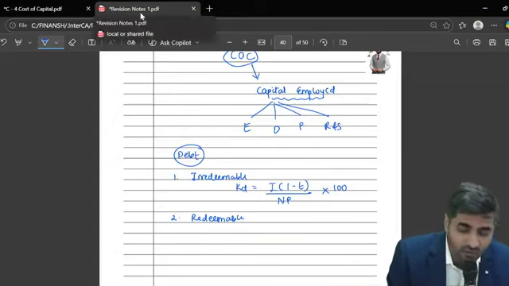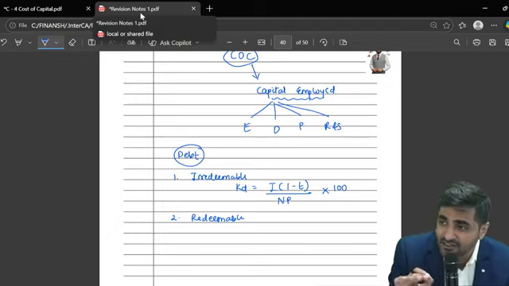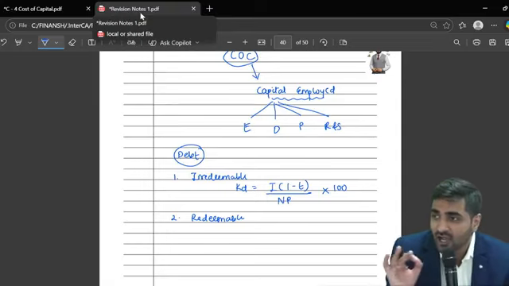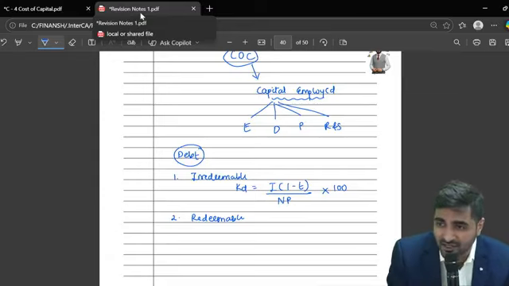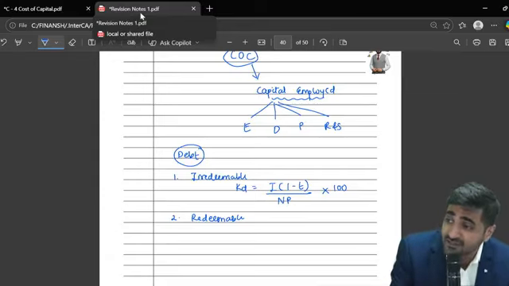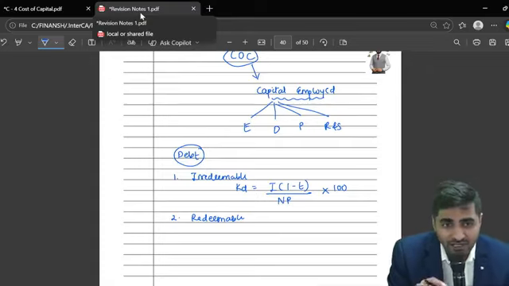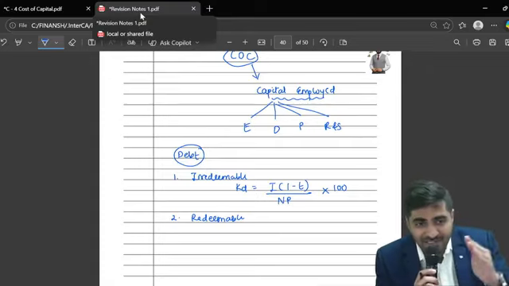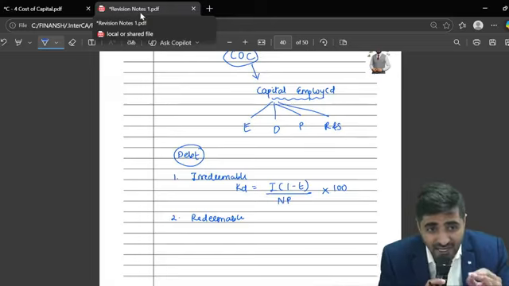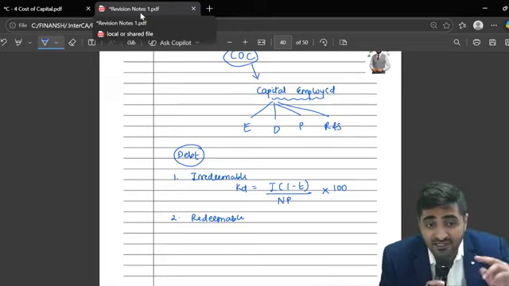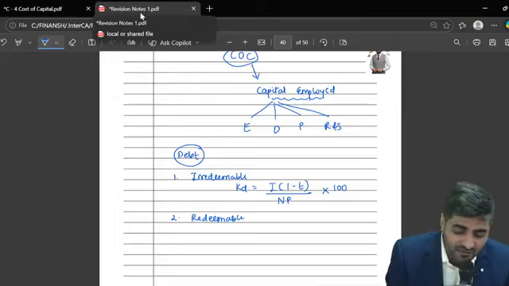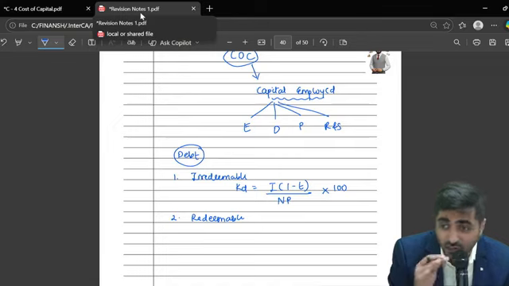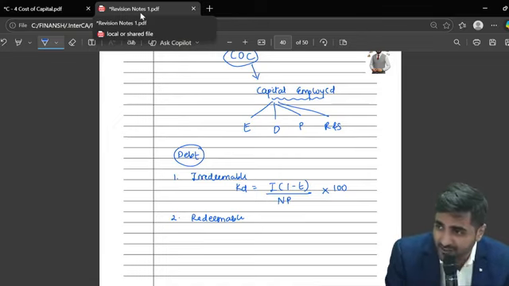Now you must be wondering, sir, why do we take interest into 1 minus tax? When we debit interest in the P&L account, are we going to reduce some profits? Yes, sir. And whenever profits are reduced, will it lead to tax savings? Yes, sir. So whenever we debit interest in the P&L account, we reduce profits and that's how we save tax. So that's why KD is equal to interest into 1 minus tax upon net proceeds into 100.